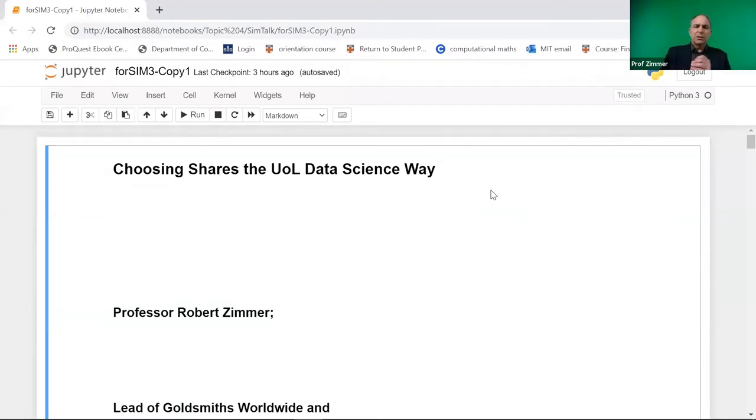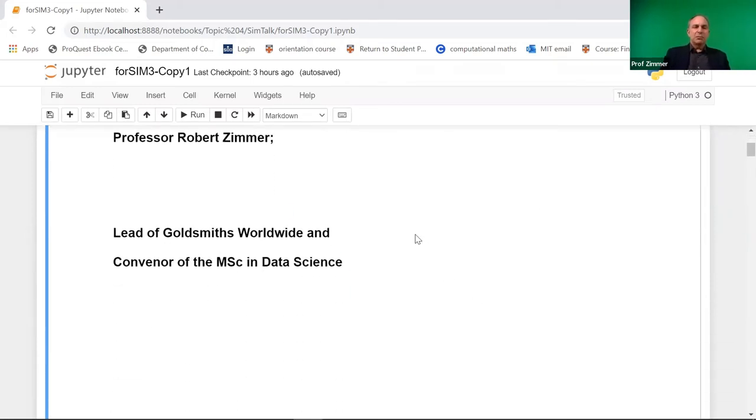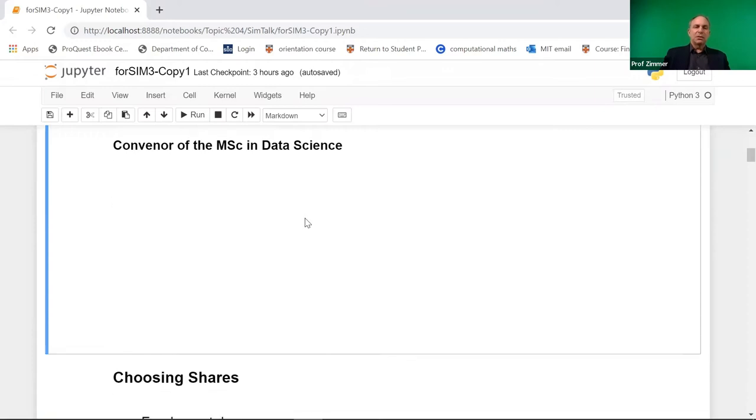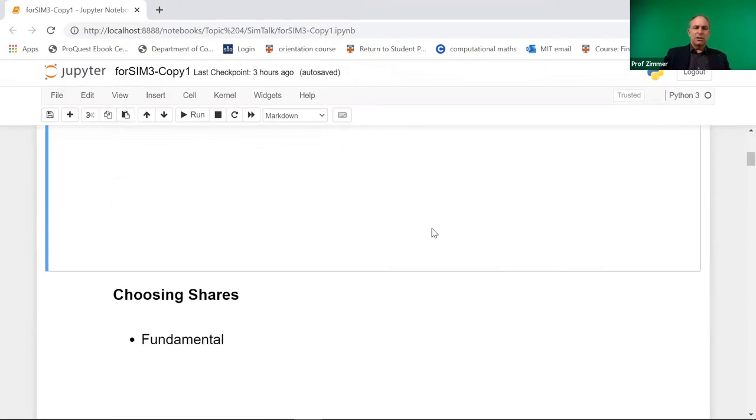The module I'm doing this year is about forecasting time series. So we're going to look at forecasting time series now. We're going to look at how we might use forecasts of time series to choose shares for a portfolio or something like that. And at the end, maybe I'll talk about other applications that actually work a bit better. Actually, choosing shares is a particularly hard one to do. So, okay, so that's me. I'm Professor Robert Zimmer. I'm lead of Goldsmiths Worldwide as I said, and convener of this program.